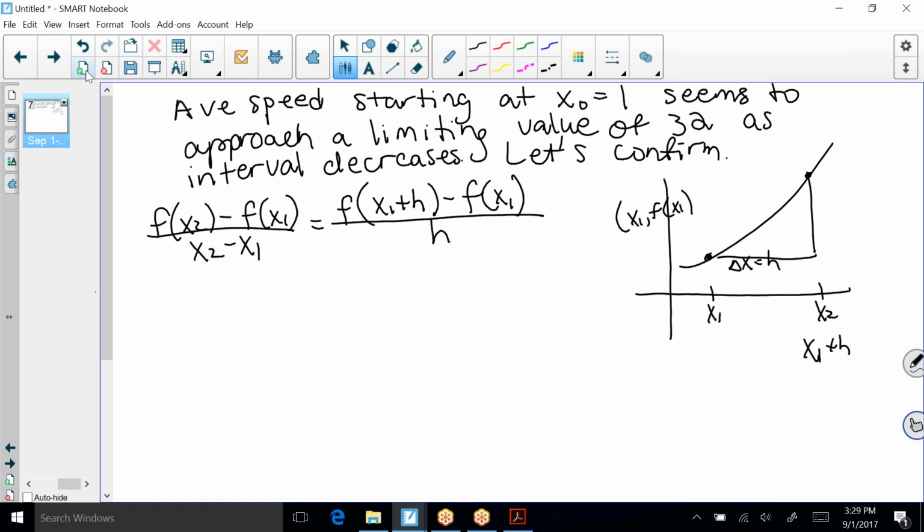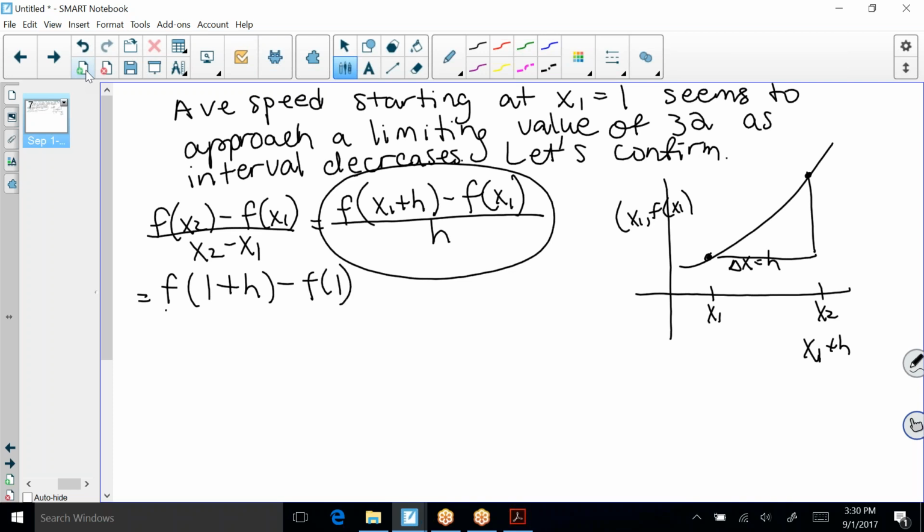So in the second formula that we have here, we don't need to have an x sub 2 value. We just need an x sub 1, and then we're going to call it h. So this is the same thing. If we're starting at, and I really should have written this as x sub 1, I guess, our starting value, x sub 1, is 1. So we're finding f of 1 plus h, because x sub 1 is 1, minus f of 1 divided by h.